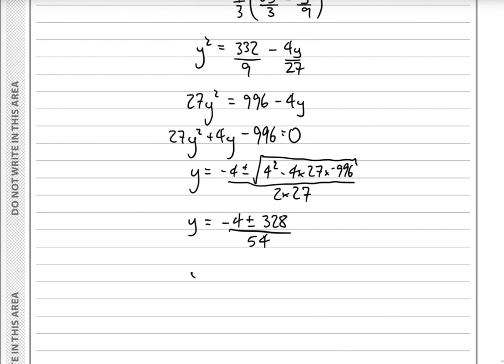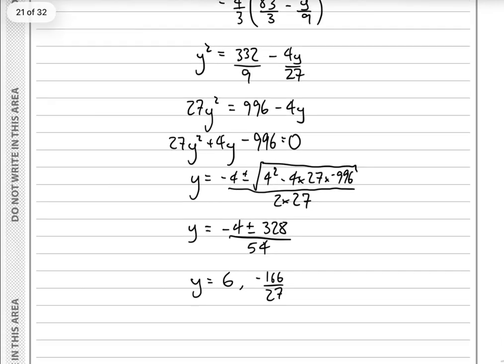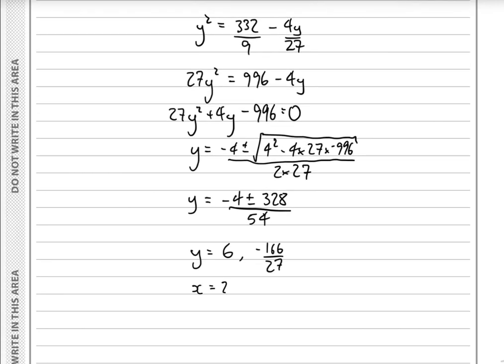So the positive root is a 6. And when you put the negative in there, you get minus 166 over 27. Putting that back into the expression for x gives 27, and the not very nice 6889 over 243.